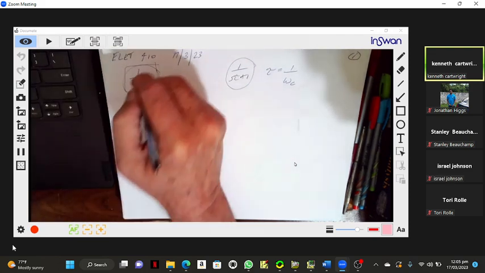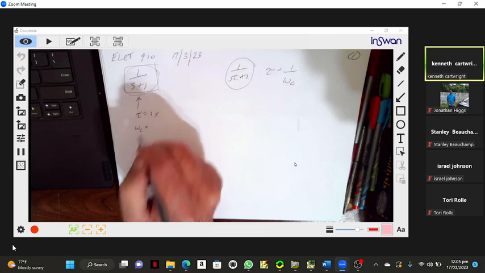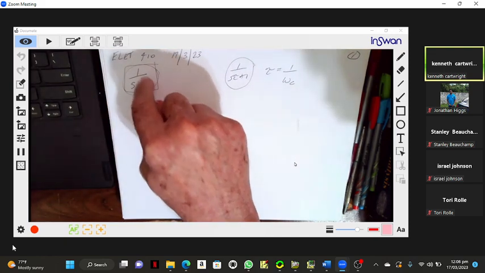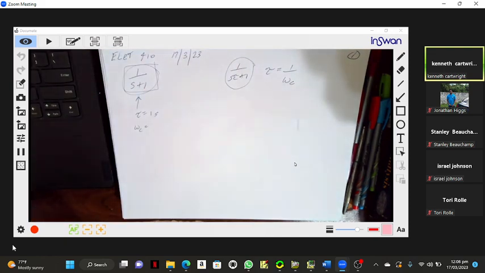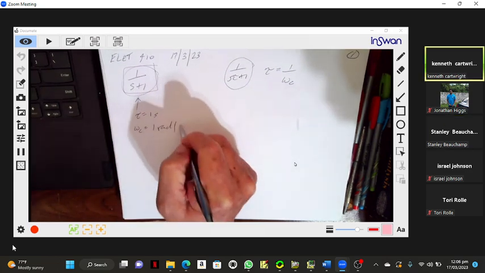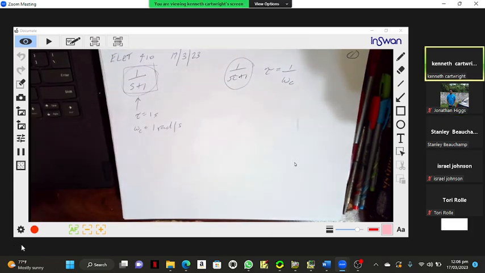So what's the cutoff frequency of this low pass filter? One over tau. 1. Well, 1 rad per second. Why is that so difficult?